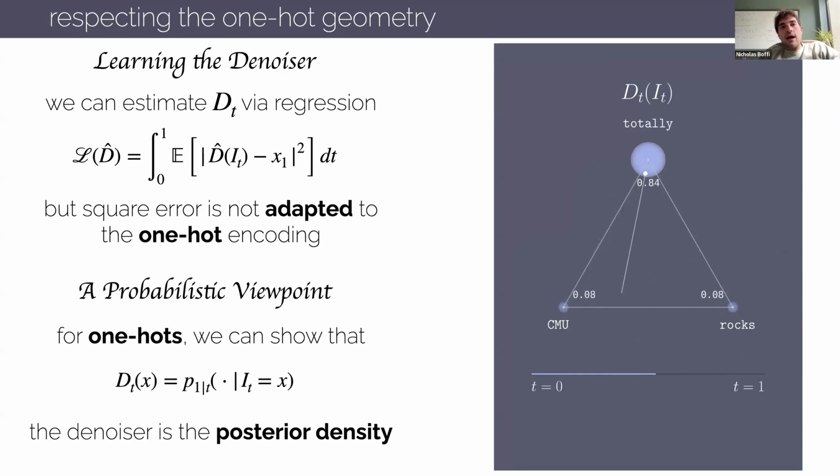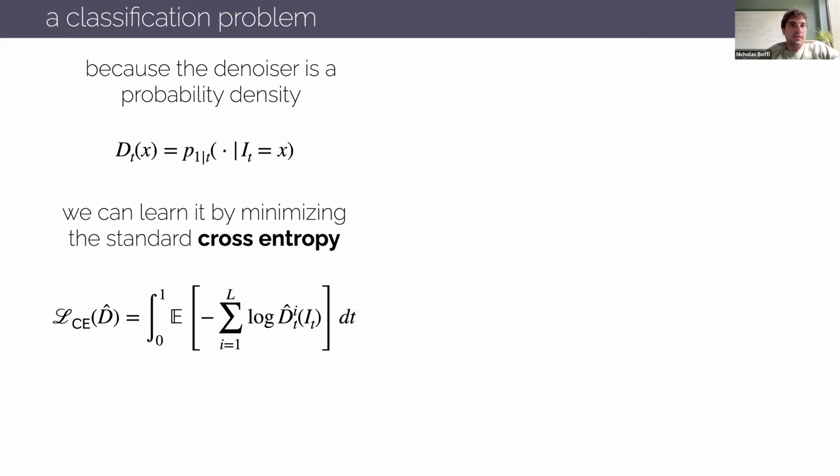Okay, so now I've shown that this denoiser is a probability distribution, and that suggests that maybe I can actually learn it with cross entropy. And in fact, it turns out that you can. I'm not going to prove it here. The proof is in the paper. But if you write down this cross entropy objective function, which is just minimizing the negative log likelihood of the data, then the global minimizer is precisely the posterior density, which is precisely that denoiser.